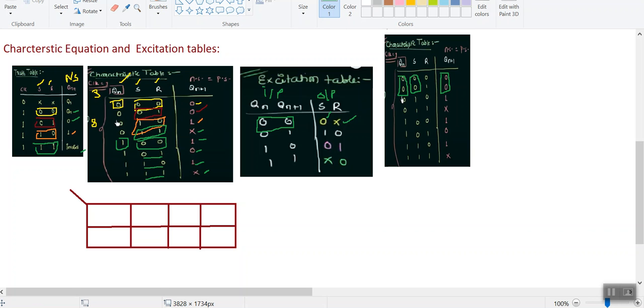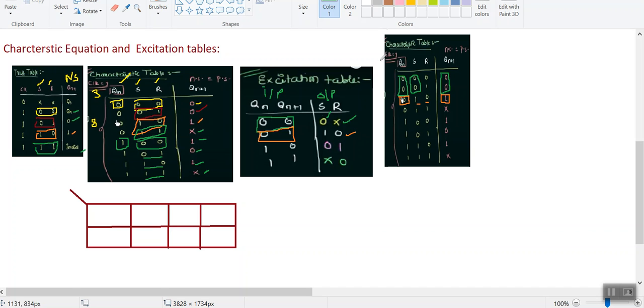Now in the second case we can observe that my Qn and Qn plus 1 are 0 and 1. So my Qn is 0 and Qn plus 1 is 1. In the remaining cases we don't have any 0 and 1 combination, therefore only here we got the value. So I kept S value as 1 and R value as 0.